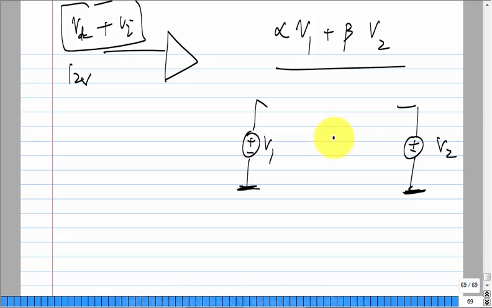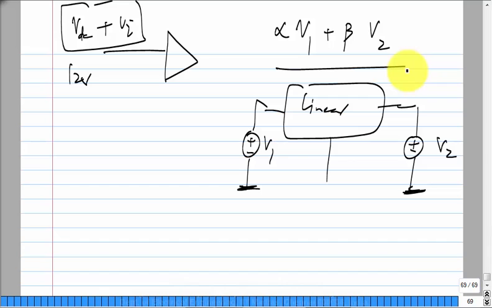Superposition, that's fine. So what kind of circuits give you superposition? It's a very general thing, right? Any linear circuit. You stick this into any linear circuit, you will get alpha V1 plus beta V2. Maybe the alpha and beta are not what you want, but it is always going to give you that.